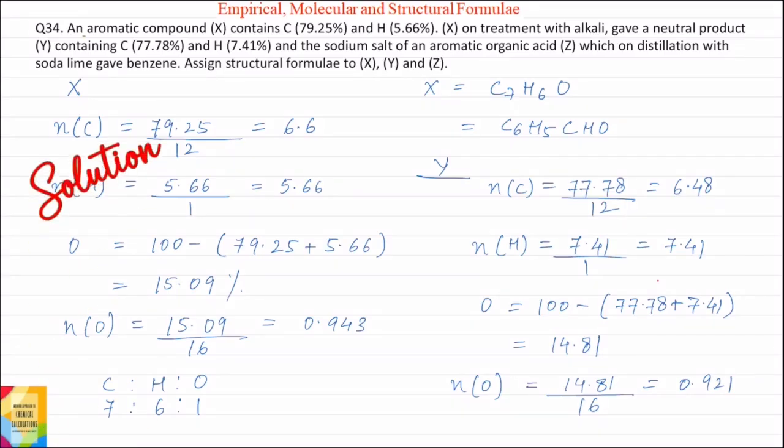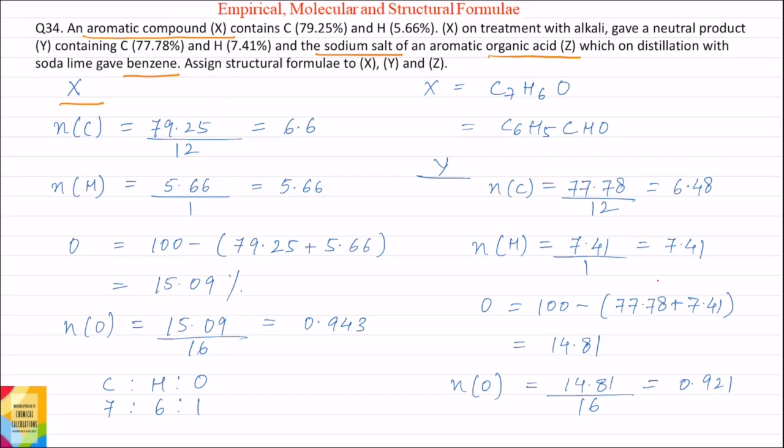सबसे पहले तो X is an aromatic compound, तो इसमें C6H5 ग्रुप प्रेजेंट है. Z is an organic acid, जिसके सोडियम सॉल्ट का सोडा लाइम से डिस्टिलेशन कराने पे we get benzene. It means the sodium salt is the sodium salt of benzoic acid and therefore Z is benzoic acid.